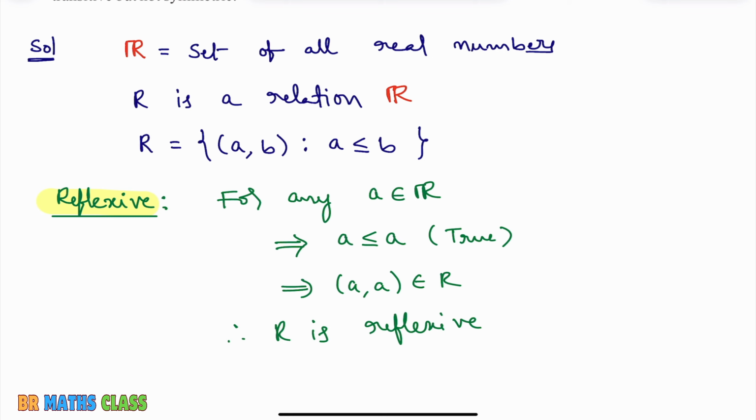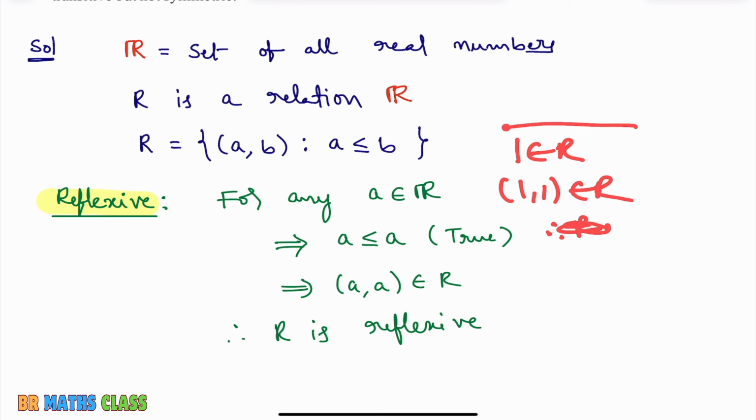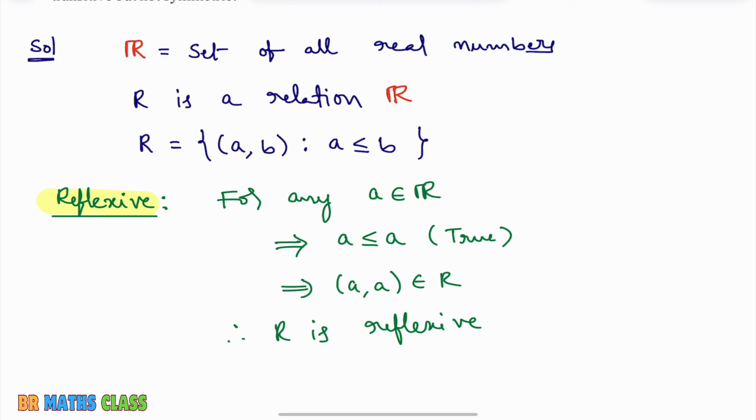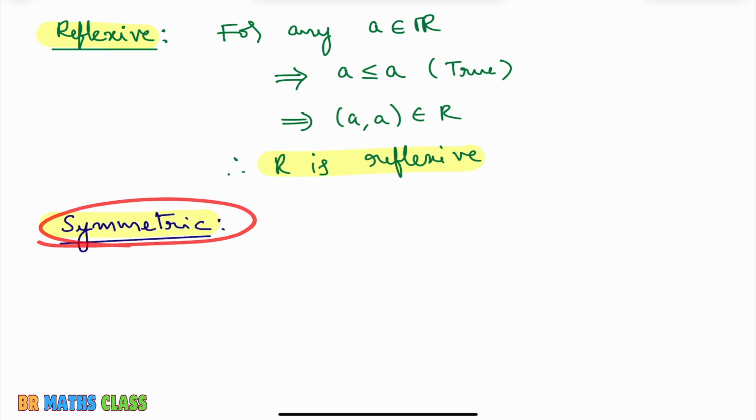See, some students write the answer like this: 1 is a real number, (1, 1) belongs to the relation, that's why this relation is reflexive. No, you cannot use such an example when proving it is reflexive. You can give a counterexample only when it is not reflexive. So I proved that this relation is reflexive. Now I'll check symmetric. How to check the symmetric condition?